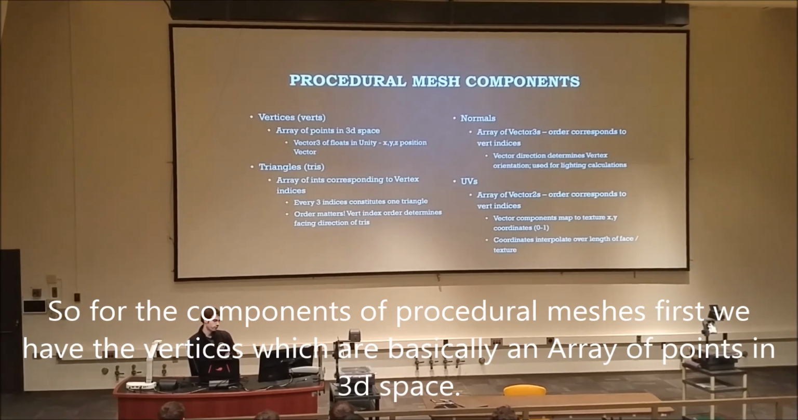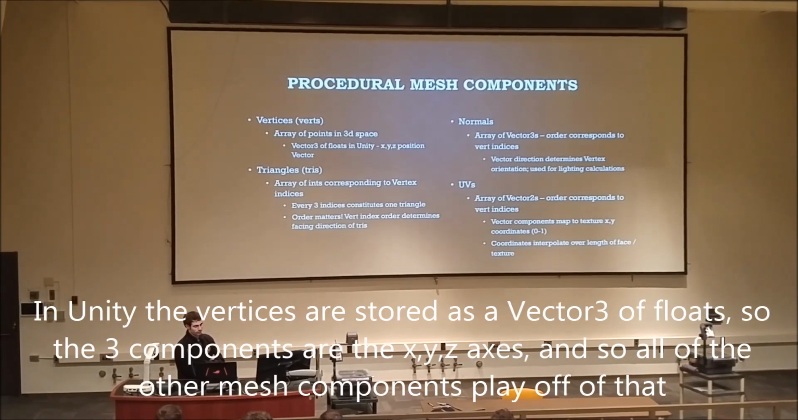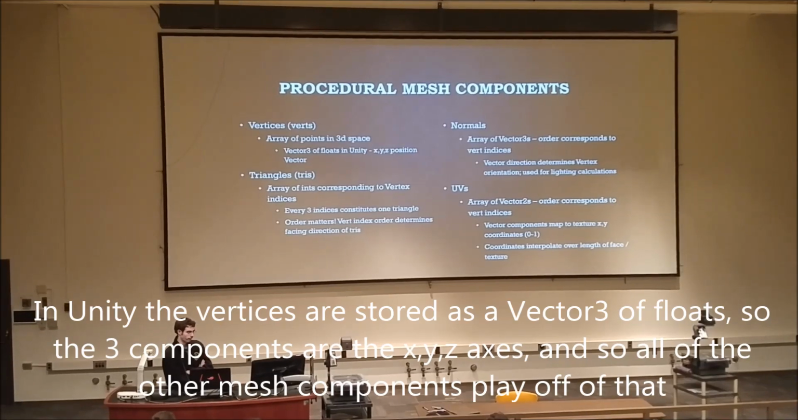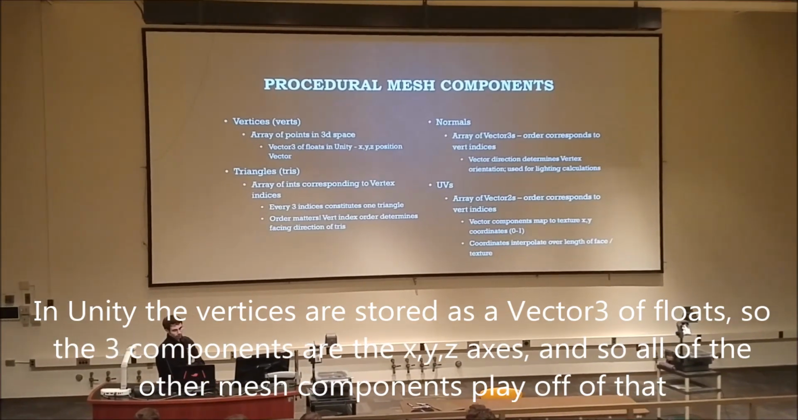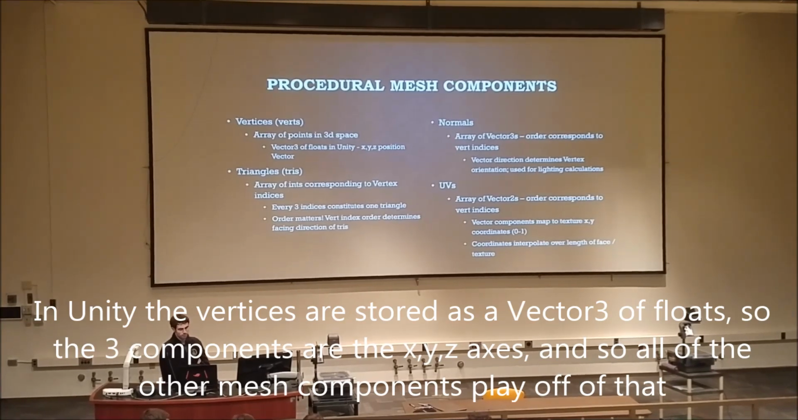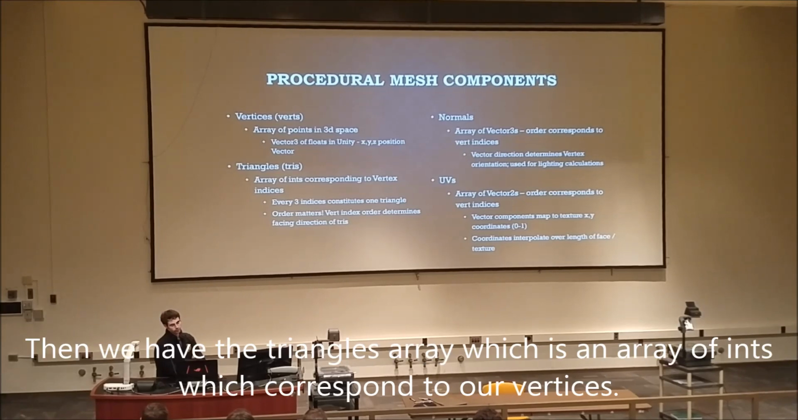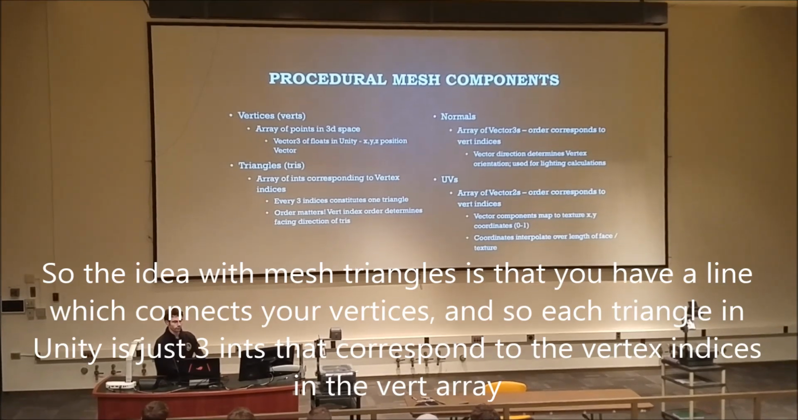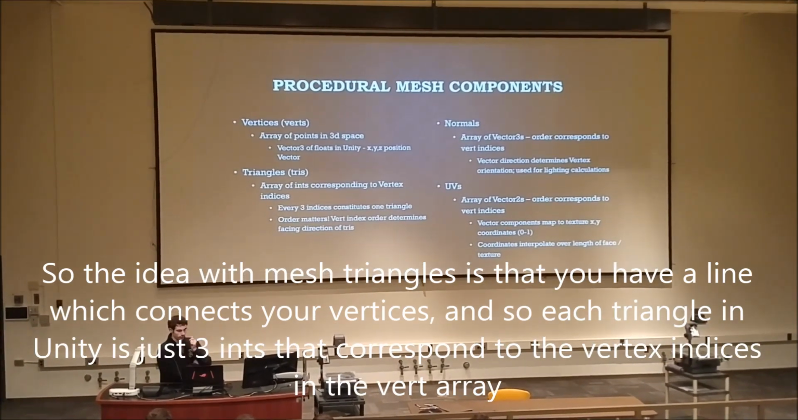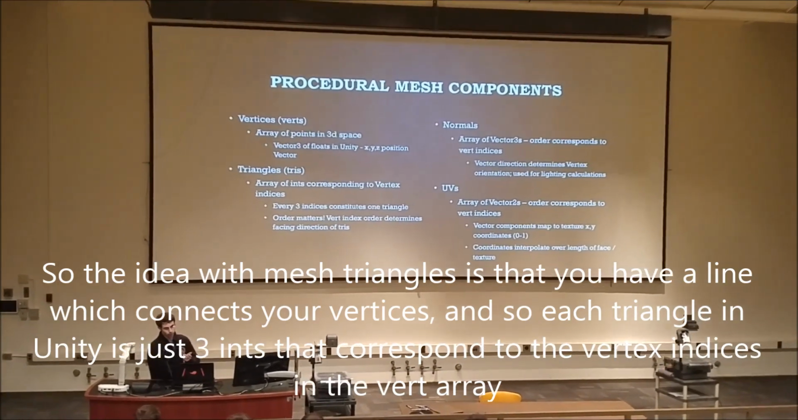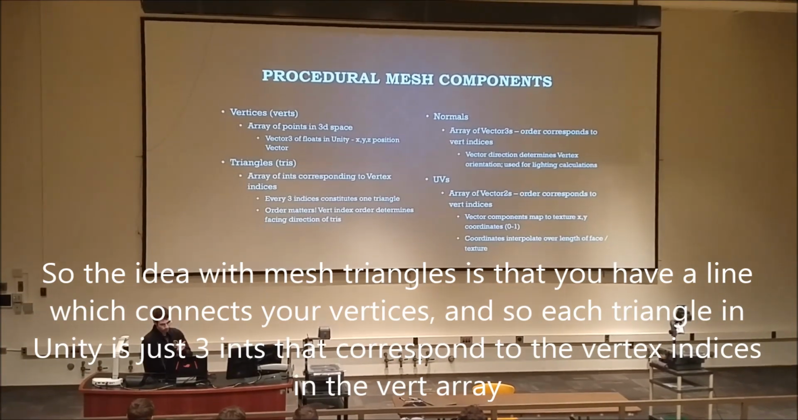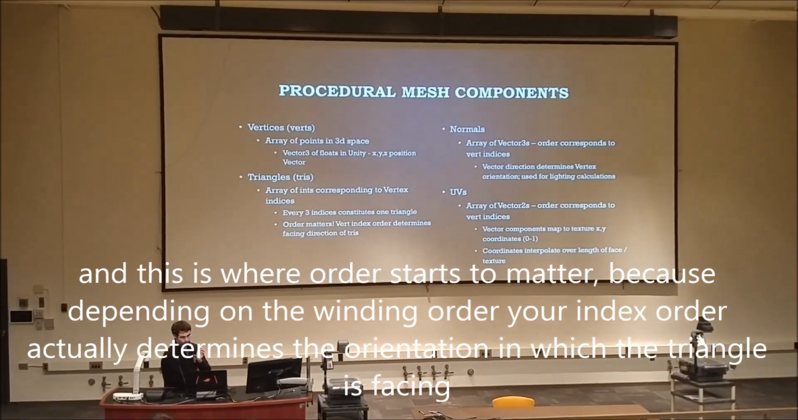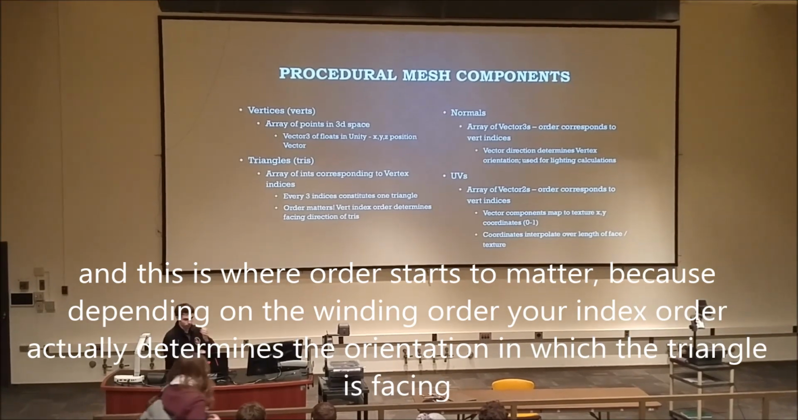So the components of procedural meshes, as we mentioned, the first is the vertices. That's just an array of points. In Unity, the vertices of a mesh are stored as an array of Vector3 fields, so the three components x, y, and z positions. And then the three other mesh components kind of hang off of that. So we have the triangles array, which is an array of ints that corresponds to the vertices. When you think of a mesh and you have triangles, it's like the lines that connect your vertices, right? Each triangle in Unity is just three indices that correspond to the vertex indices in the vertices array. And this is where order starts to matter, because the winding order of those indices actually determines which direction your triangle is facing.